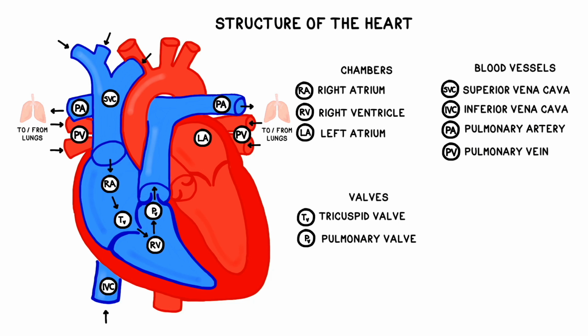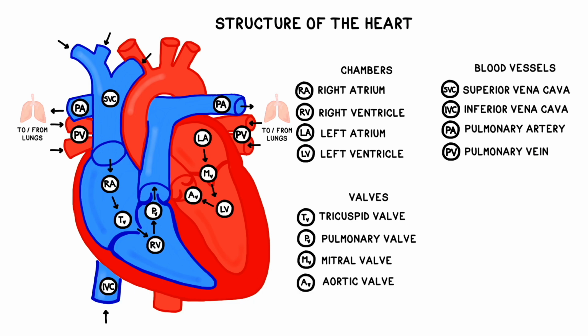When the atria next contract, the blood is pushed through the mitral valve into the left ventricle. This valve has two flaps, so it's sometimes also called the bicuspid valve. Finally, the left ventricle contracts and forces blood out into the aorta through the aortic valve.